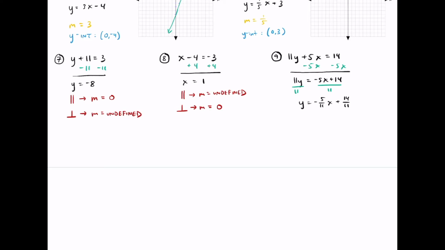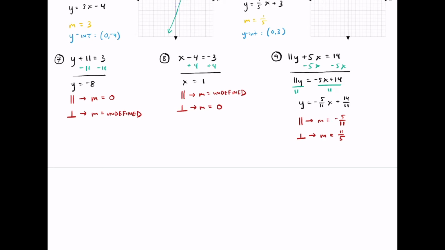So notice the slope here is negative 5/11. So if you wanted a parallel line to this, what would its slope have to be? Its slope would also have to be negative 5/11. And for a line that is perpendicular to it, the slope would have to be the opposite reciprocal. So it would have to be positive 11 over 5. Okay, so you just have to use the same slope for the parallel and the opposite reciprocal when we're talking about the perpendicular one.